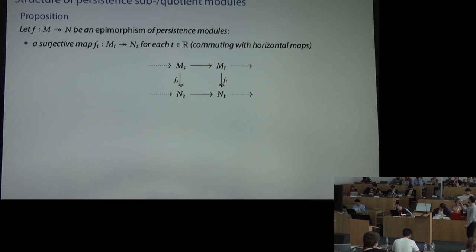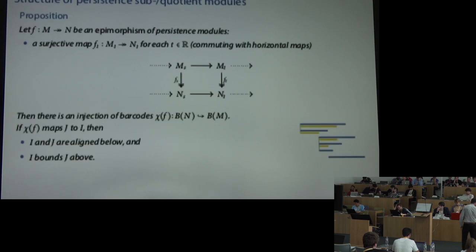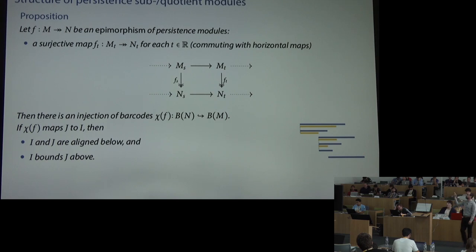And if I have such a picture, I know something. I know exactly what happens to the barcodes. And if you don't want to read it, just look at the picture. This is what the barcode will look like. The blue one is the barcode of M and the yellow one is the barcode of N. They have the same birth times. They are aligned at the left and they're shrunk from the right. It makes sense if you look at the statement because all the maps at each index are surjections, meaning the dimension will decrease. But this exactly tells you how the barcodes are related. And that's a strong relationship between the barcodes, right?